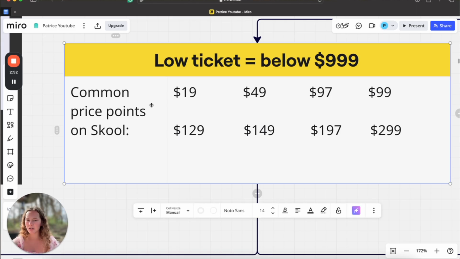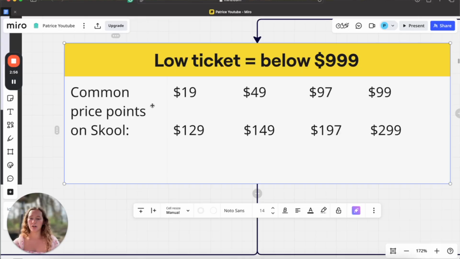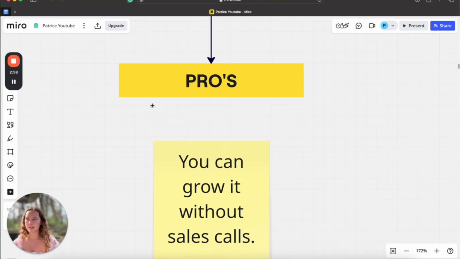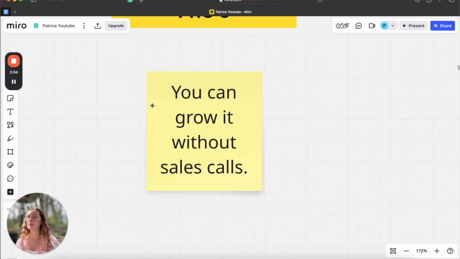But now, when it comes to actually selling this, what are the pros and cons you have to consider so you can make the best decision here? There's a list here of some serious pros that make low ticket sound really, really good. And these are some of the reasons that I've done low ticket. Number one, I can grow it without sales calls.